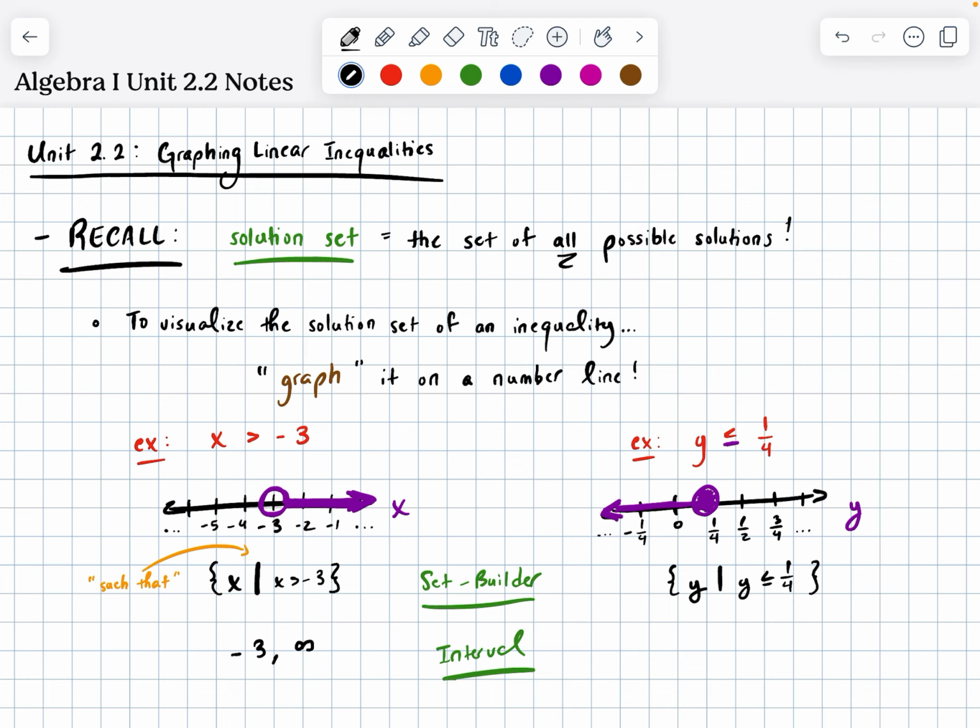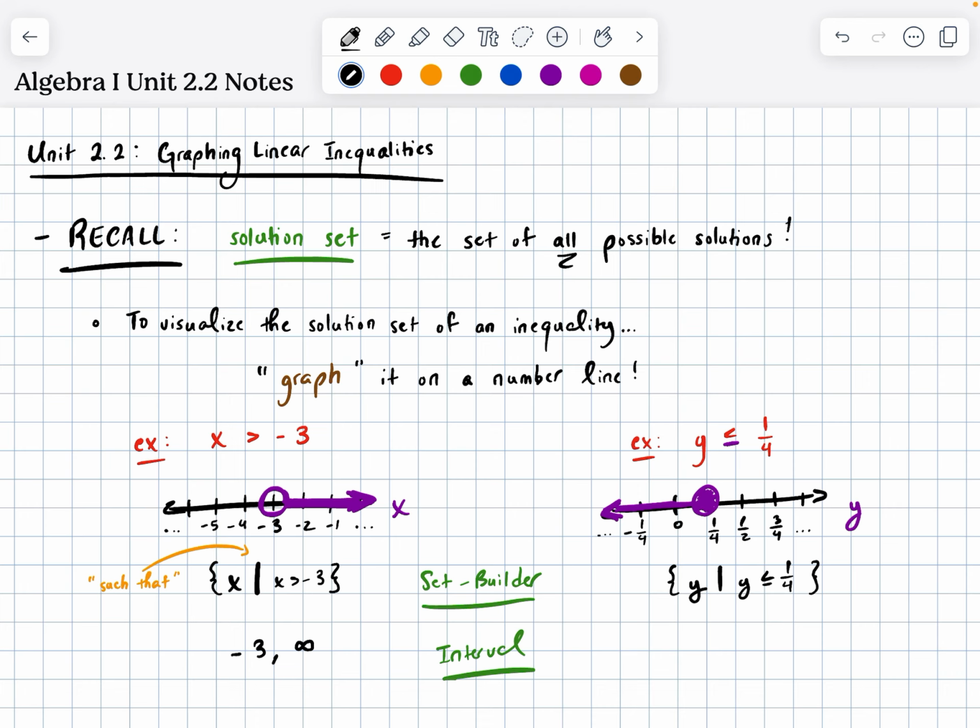And then where do I end? Well, in this case, I actually don't end. I keep going, so I can get infinitely big. So my interval notation is from negative 3 to infinity and beyond.